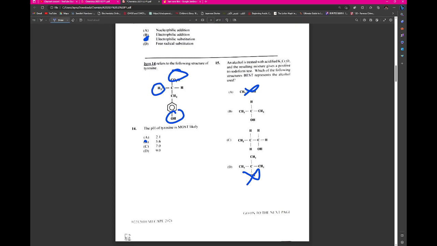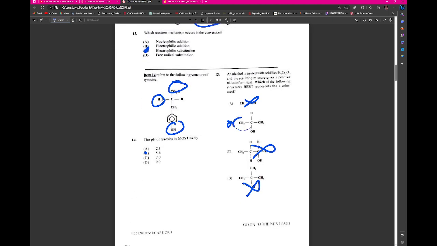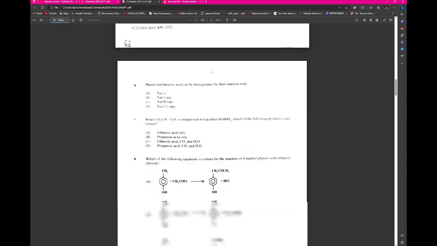Alright, so let's look at this now. A secondary alcohol, right? Most likely this is a primary, so most likely a secondary alcohol it reacts with. Alright, so we have that there. Let me see if there's anything else to this. Alright, and iodoform tests have to react on a methyl group.